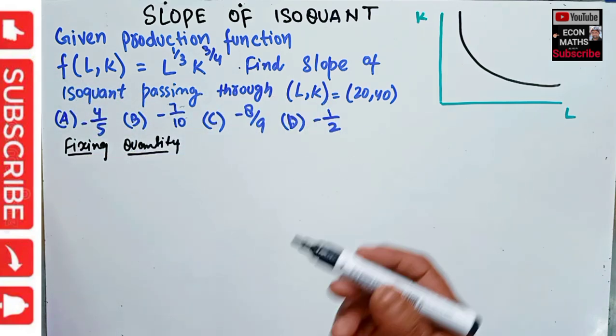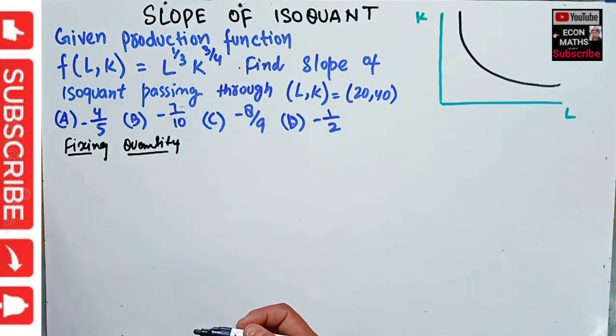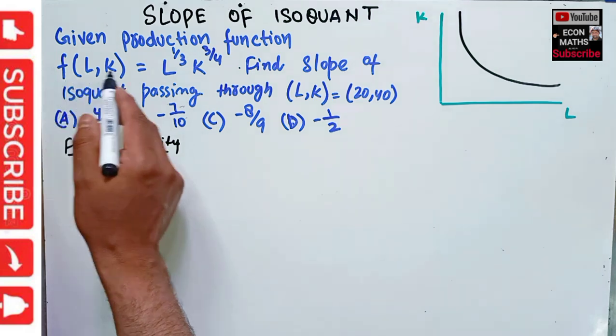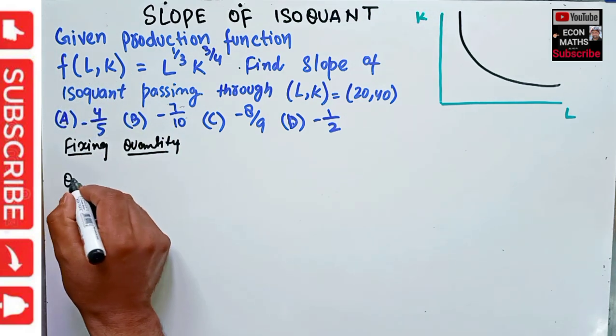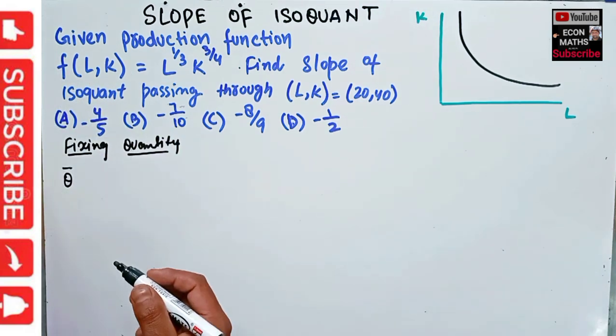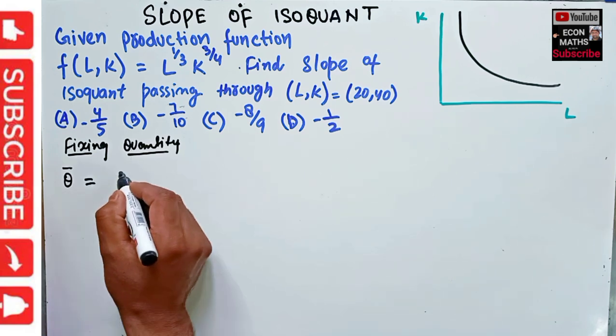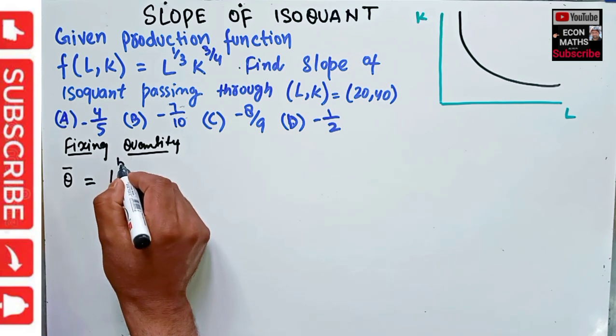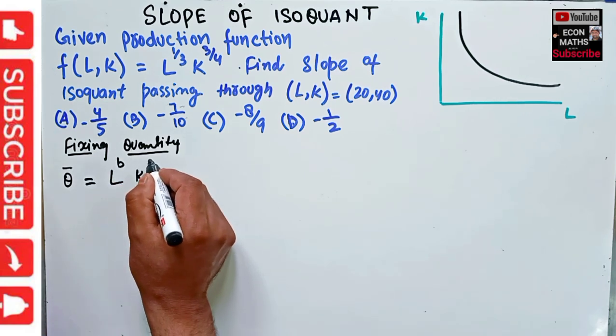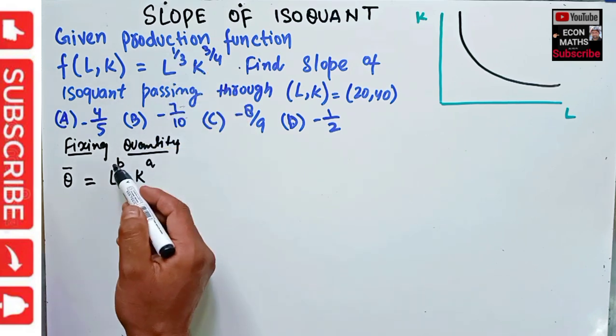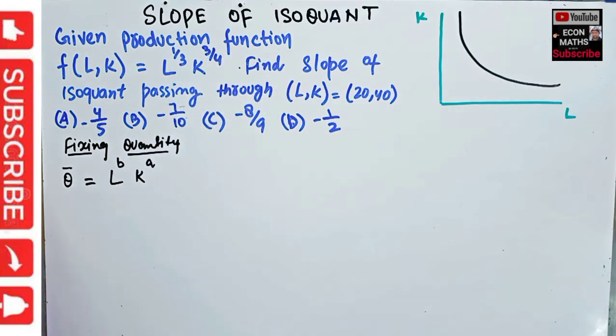Let's write the general Cobb-Douglas production function first. We know that f(L, K), let's denote it by q, holding the quantity fixed, is a function of L to the power b, K to the power a. In place of 1/3 and 3/4, I have b and a. I am just writing the general formula here. I will explain how we derive the slope.